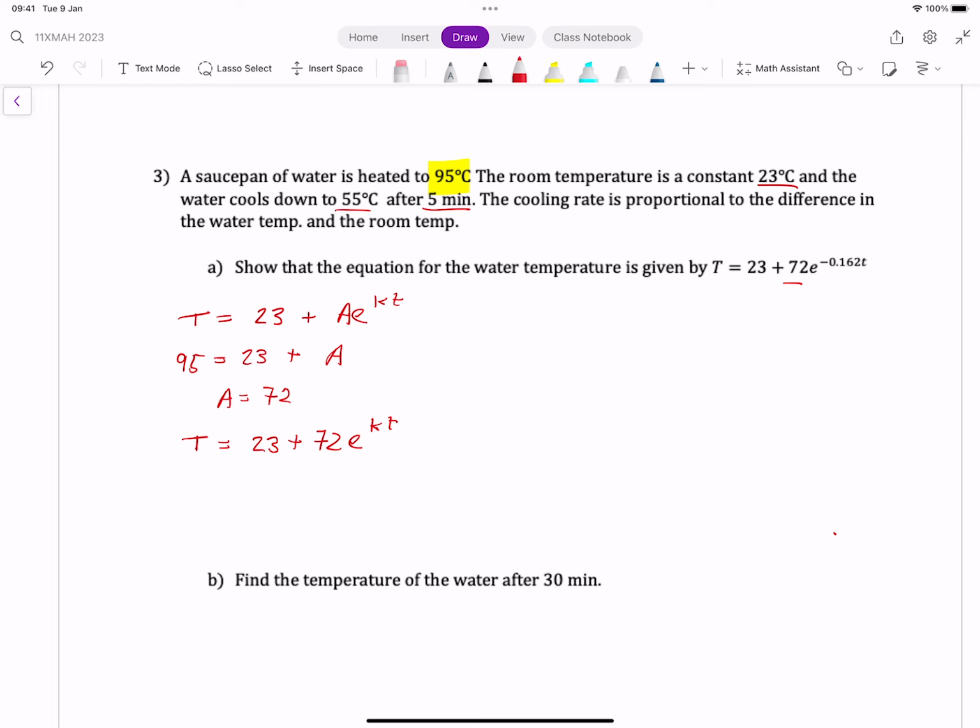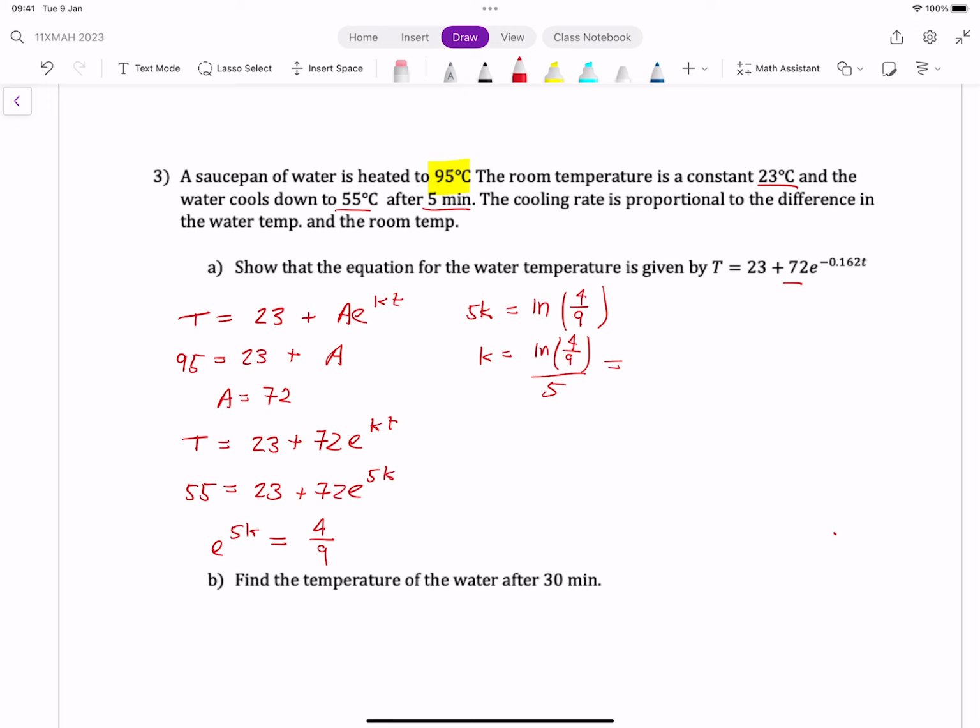Now we're going to use my other condition. The water cools down to 55 degrees after 5 minutes. So 55 is equal to 23 plus 72 e to the 5k, 5 minutes. If you can do this in one step, e to the 5k is 55 minus 23, which is 32, divided by 72, and we get 4 on 9. So therefore 5k is equal to ln of 4 on 9, which makes k equal to ln of 4 on 9 on 5, or 1/5 ln 4 on 9.